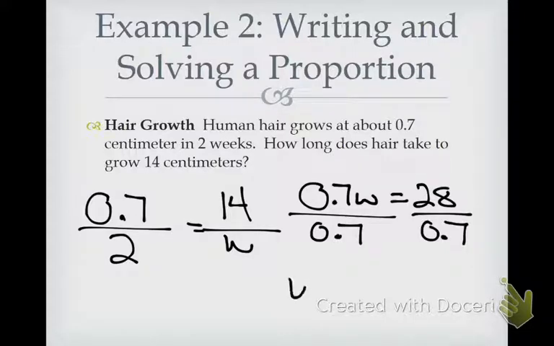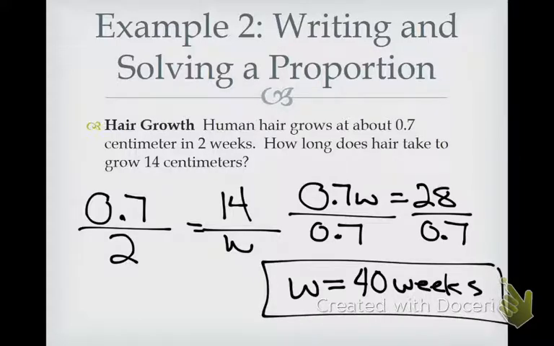19 weeks and 6 days. No, you don't. 40. 40 weeks. Oh, that's so close. 40 weeks. Okay, and again, you've got a label. Did you divide 28 divided by 0.7? No, I multiplied. Well, that's your problem. Okay, so 40 weeks to grow your hair 14 centimeters.